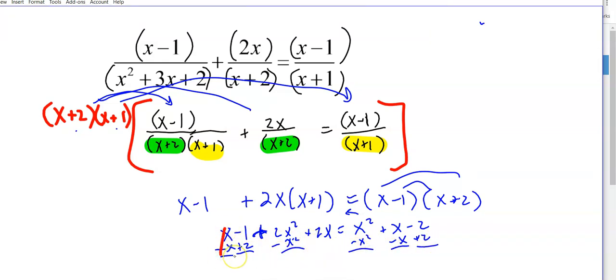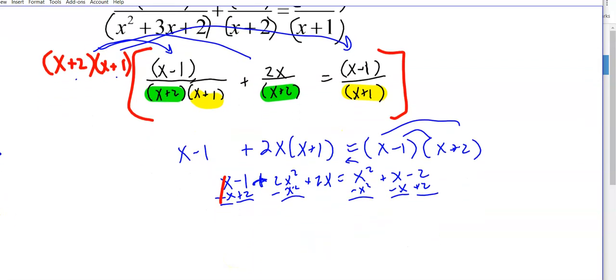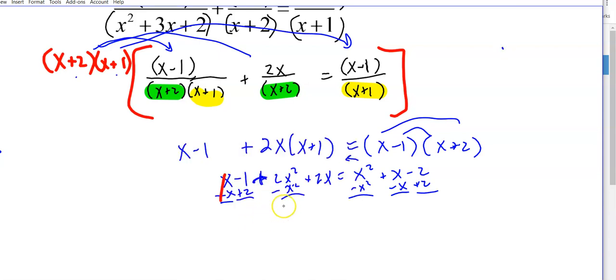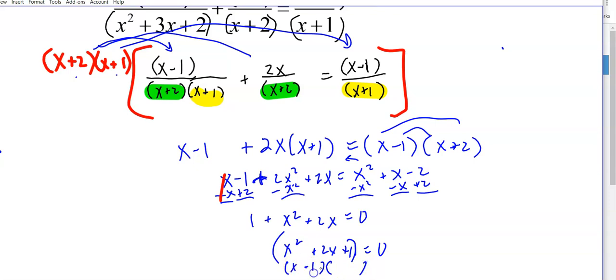Okay, that goes away. So let's simplify this a little. So we get 1 plus x squared plus 2x equals 0. I don't like the order of that, so I'm going to say x squared plus 2x plus 1 equals 0. I'm hoping that factors. I think it does. So it's x plus 1 times x plus 1.